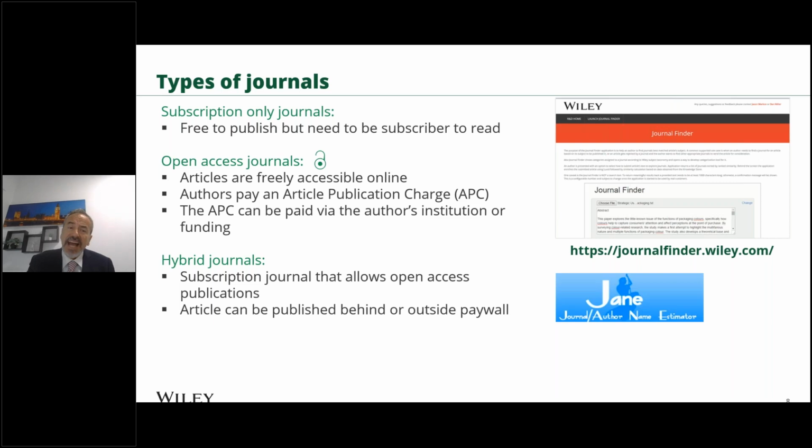And finally, the hybrid journals are basically subscription journals that allow open access publications. So articles can be published behind or outside the paywall. So we're going to be encountering all these three types of journals on the Wiley Online platform. Of course, depending on the type of subscription your institution has, you'll be able to access different types of content.